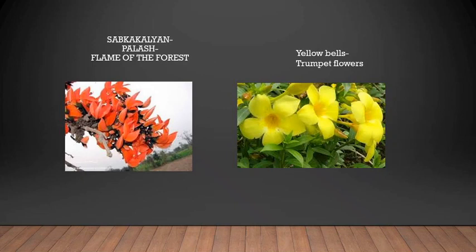Do you know the picture that is there on your right side? Yes, they are the bells, yellow bells. They are also called trumpet flowers. Normally, you could find bells in orange color, orange bells, yellow color, as you could see in the picture, yellow bells, or also blue bells. I myself have yellow bells and orange bells in my house.